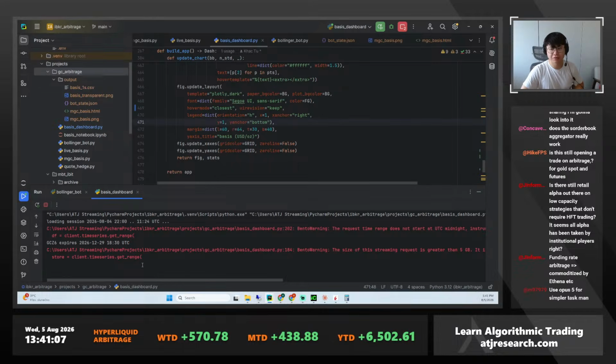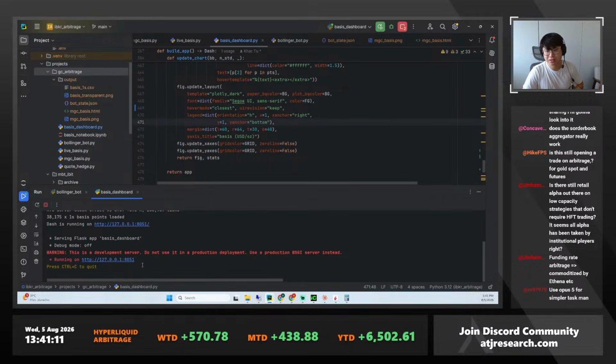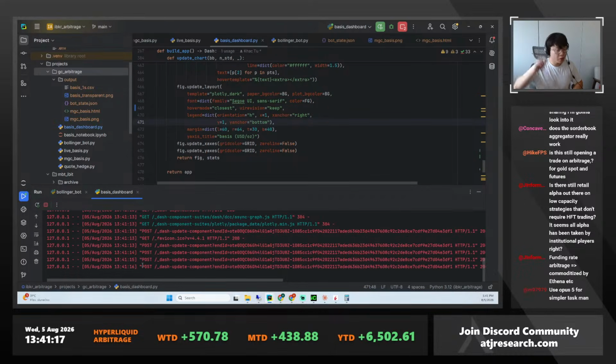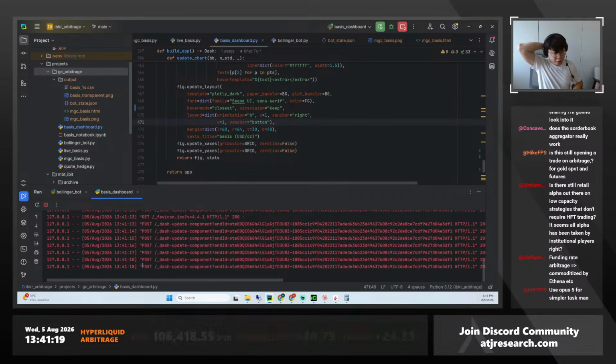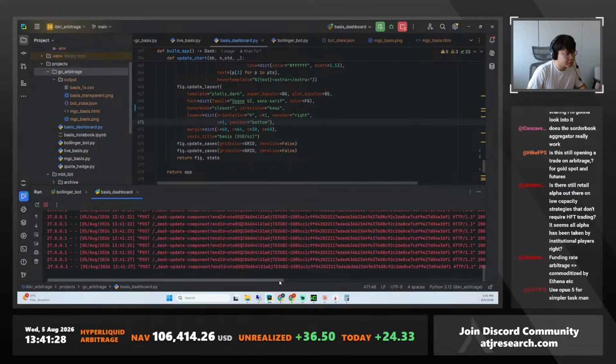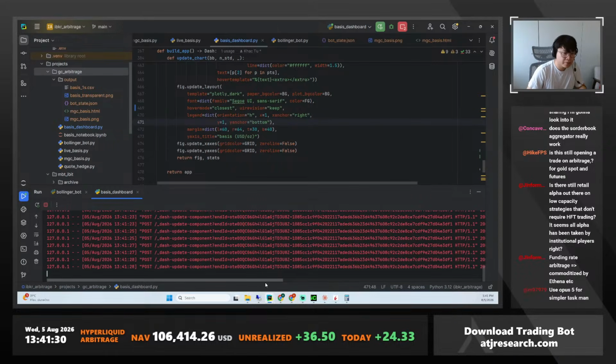Is there still any retail alpha out there on low capacity strategies that require HFT trading? It seems all alpha has been taken by institutional players, right? Funding rate arbitrage, commoditized by Athena, etc. Well, I can only speak for myself, right? I can only speak for the strategies that I've developed, and they do make money. So I believe that there is still a lot of edge that you can extract as a retail trader.